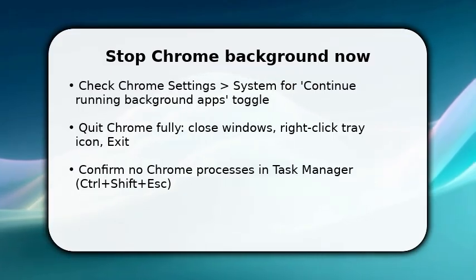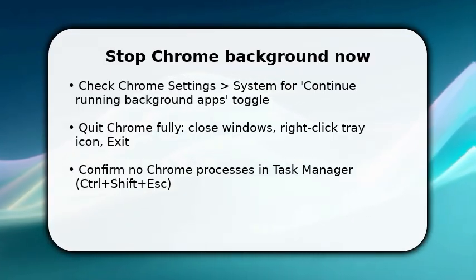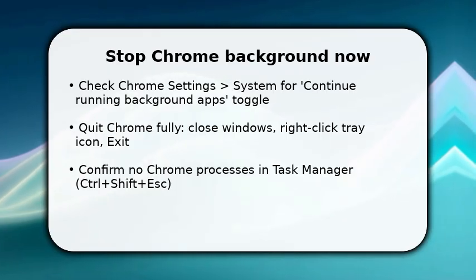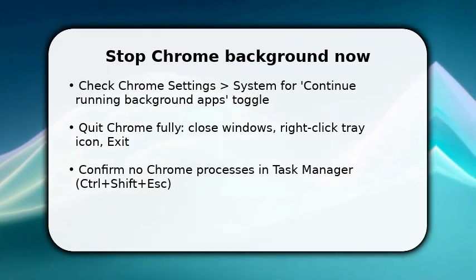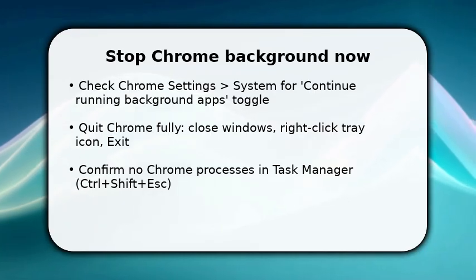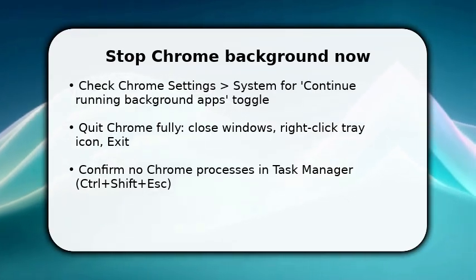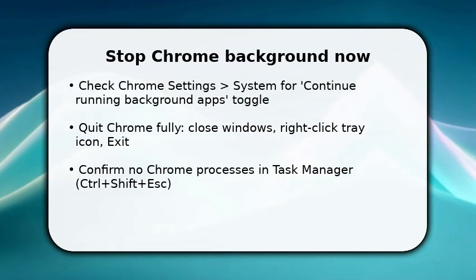First, open Chrome and go to Settings, then System. Turn off Continue Running Background Apps to stop extensions and apps from persisting. Once done, close every Chrome window and right-click the system tray icon to choose Exit so processes end cleanly.